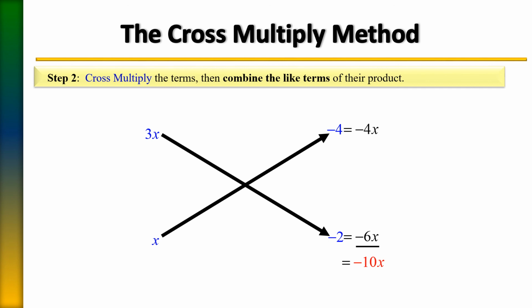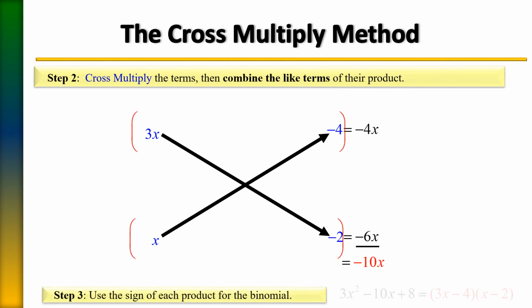And we also have it already factored in the form of the binomials. So recall that the signs are going to be 2 negatives, so we already know that. But here are your 2 binomials: 3x minus 4 times x minus 2. And there you have it, the cross multiplication method.